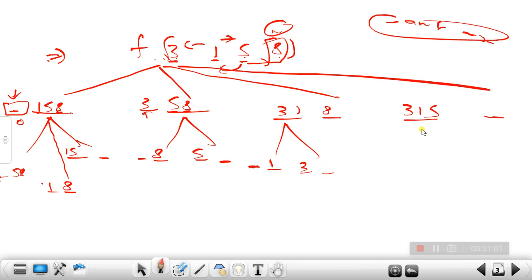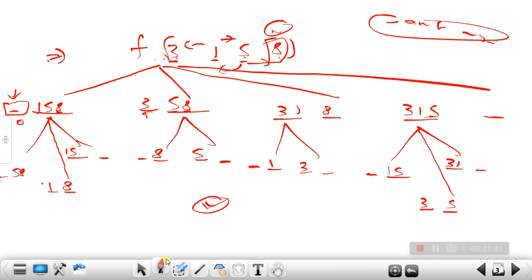Now for this 3, 1, 5, the first possibility is to burst nothing from the left and 1, 5 from the right. The second is to burst 3 from the left and 5 from the right. For this 5, I can burst 3, 1 from the left and nothing from the right. So now I'm not going to move further.